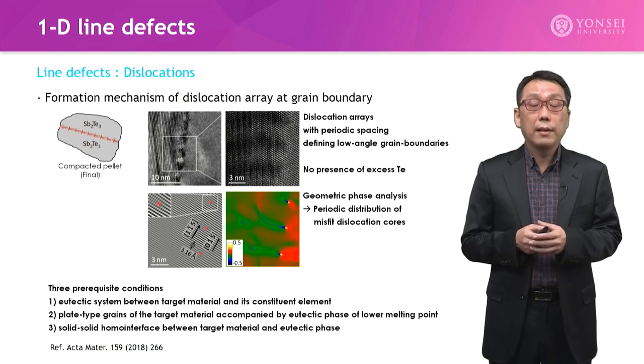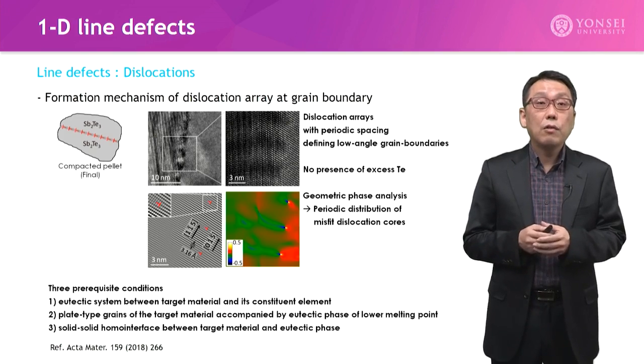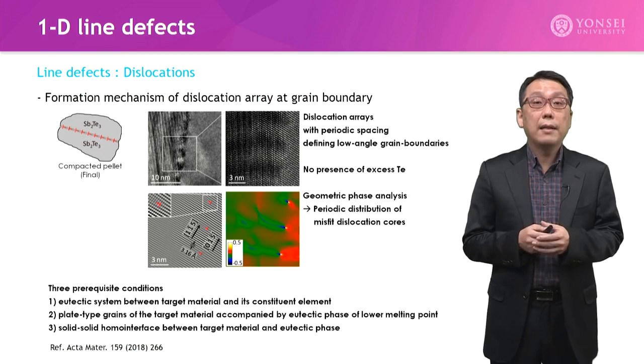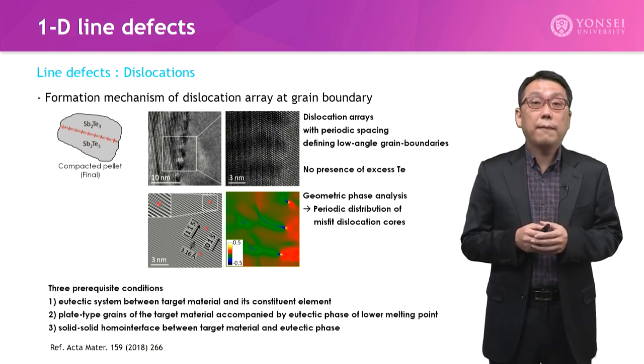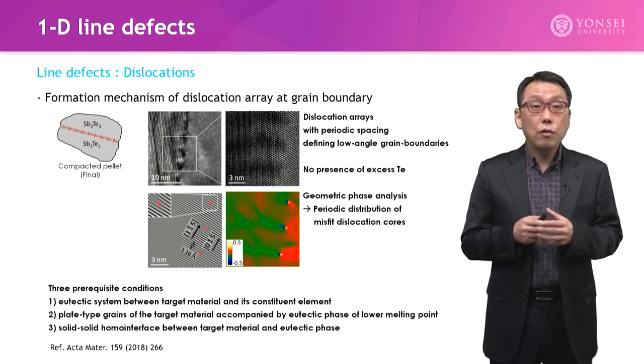So in this model study, we can find three important prerequisites to make a high density dislocation array at grain boundaries. The first, a eutectic system between the target material and its constituent element. The second, plate-type grains of the target material accompanied by a eutectic phase at lower melting point. And the third, a solid-state homo-interface between the target material and the eutectic phase.